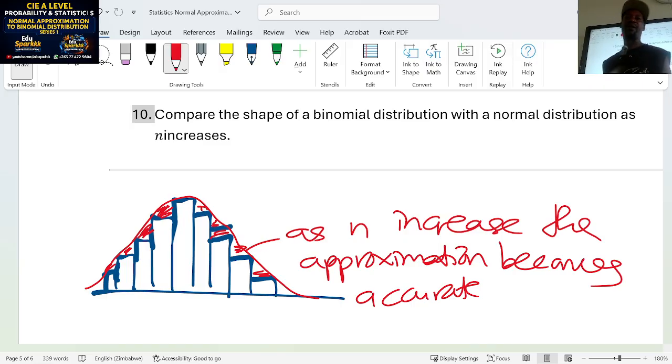For now, we can stop here. That was the second part, which is a normal approximation to the binomial distribution. We'll meet again in the next topic, which is going to be permutations and combinations.